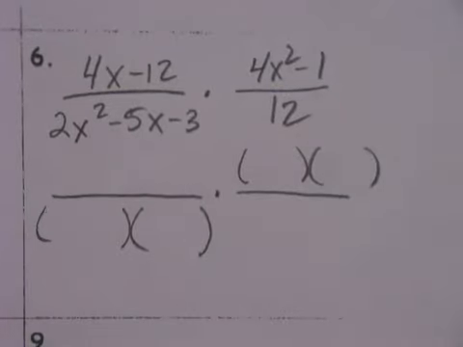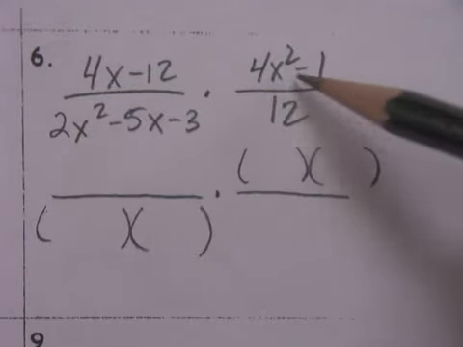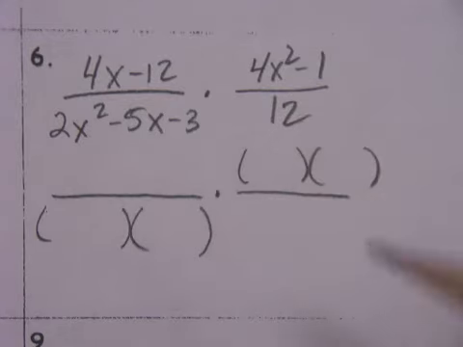All right, now I'm going to just talk about the problem, and then I'm going to let you do it a little bit, and then we'll do it together. So this one right here, this is a difference of two squares. So you're going to do difference of two squares. This bottom one, this 12, you can't do anything with it.